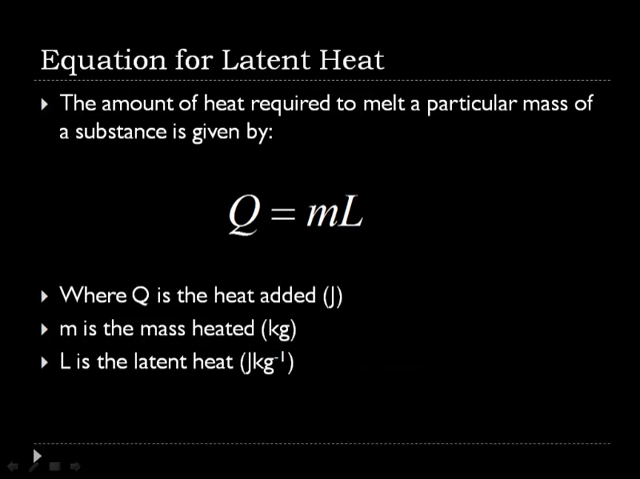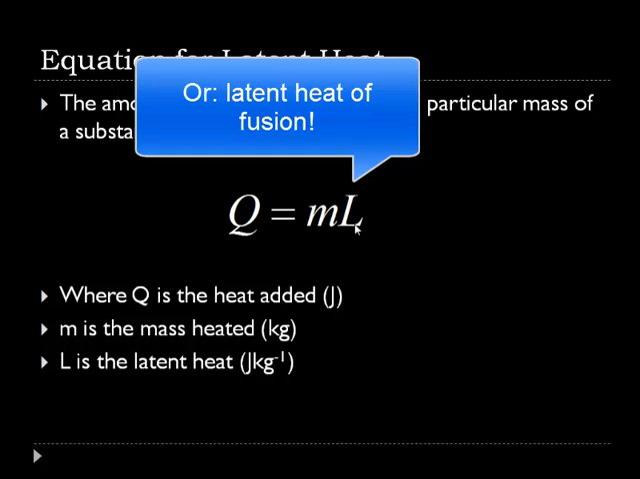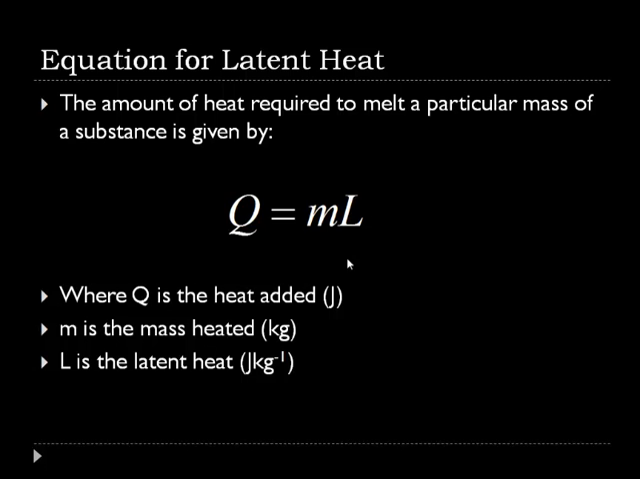The equation that we use to work with latent heat is given by this equation here. It's Q equals mL. So Q is the amount of heat that we add, m is the mass, and L is the latent heat. So this equation determines how much heat we need to add during changes of state. L here is either the latent heat of fusion or the latent heat of vaporization, depending on which process we're dealing with. And what we'll do now is work with this equation to solve some problems.